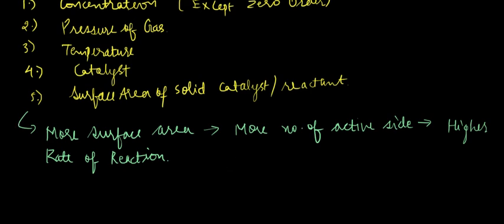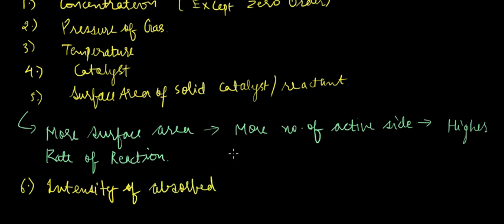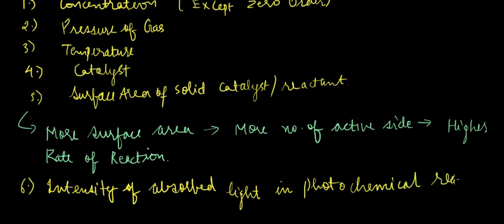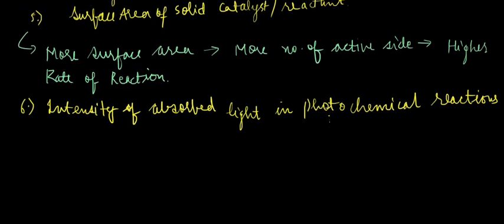Okay, and the sixth point is the intensity of the absorbed light in case of photochemical reactions, which we have just seen. Now let us see a method.